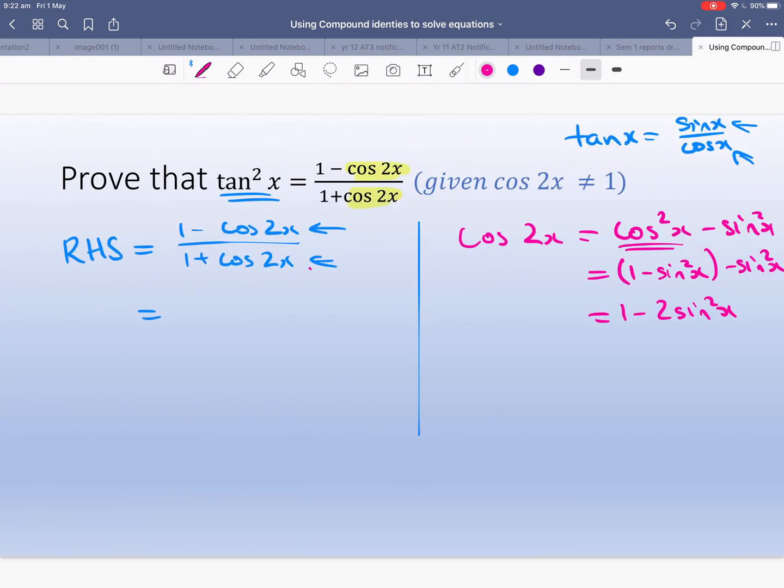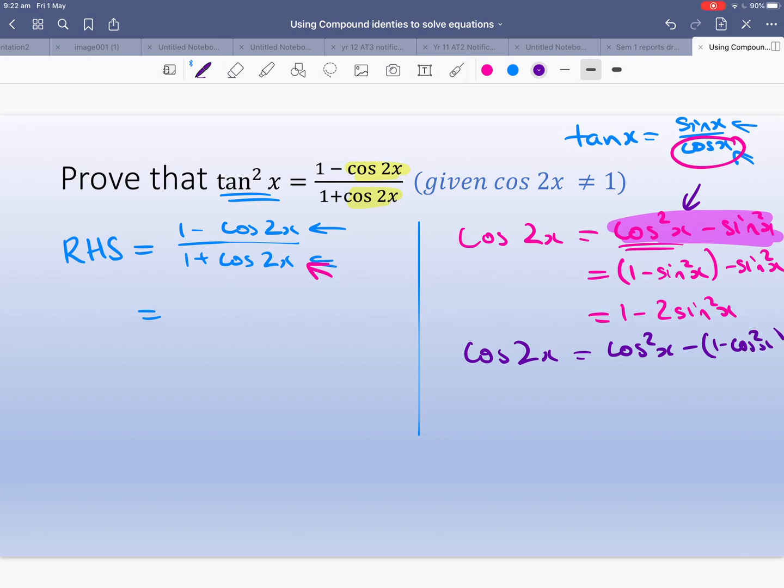Now, for this one, I want to change it to a cos, so I'm going to use this same thing, except instead of replacing the cos, I'm going to replace the sine. So let me do that. So I'm going to go cos 2x is equal to cos squared x, so I'm starting with this guy again, minus 1 minus cos squared x. Now, if I'm really careful, I end up getting 2 cos squared x minus 1.